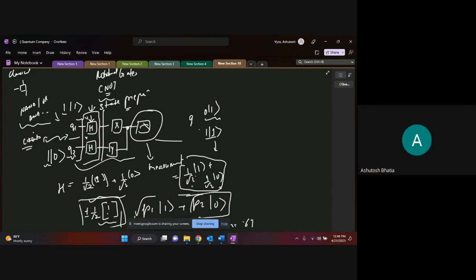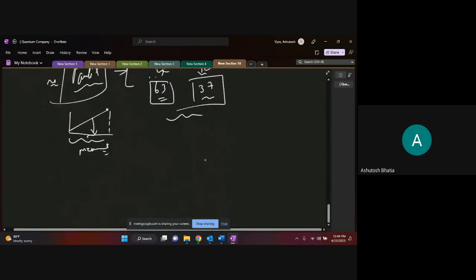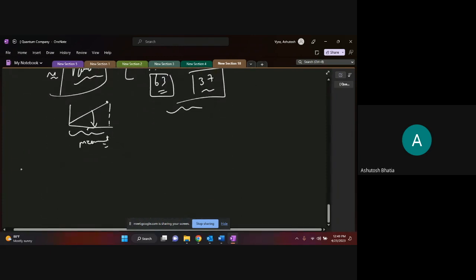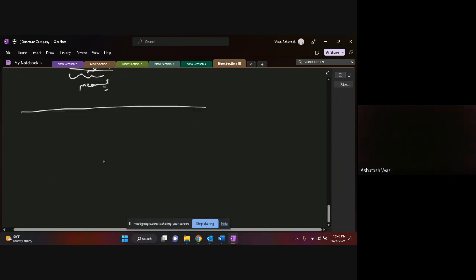But in my understanding, if we apply the Hadamard twice, let's say I applied Hadamard, then again I applied Hadamard, then you will be back at the same state. Yeah, go back to the same state. Okay, we'll see that, but that's just to know. Sure, sir. So this is how basically your quantum circuits are designed.